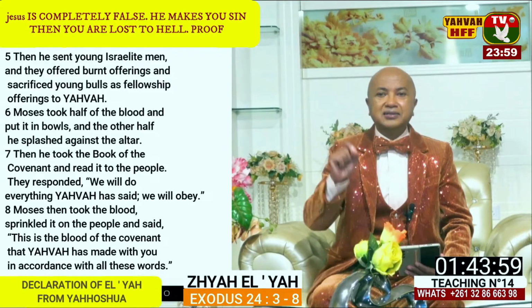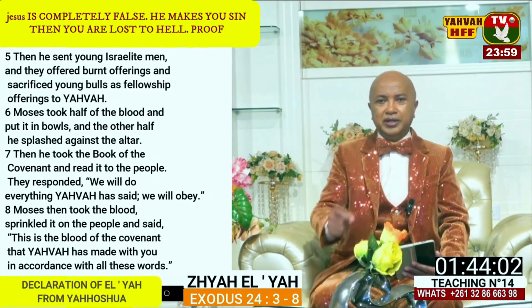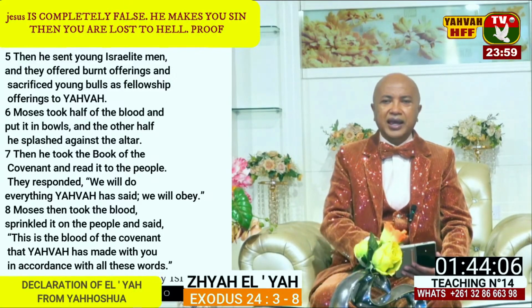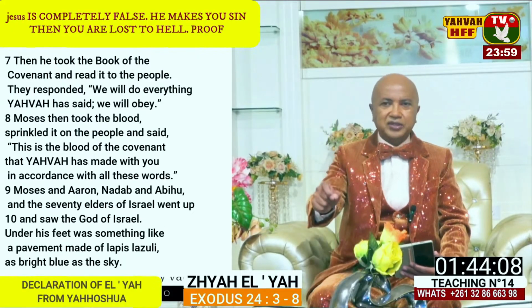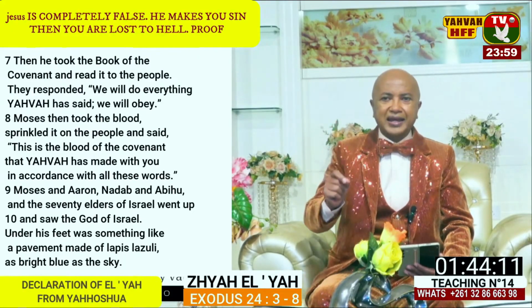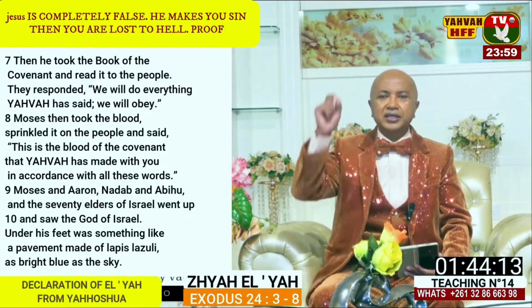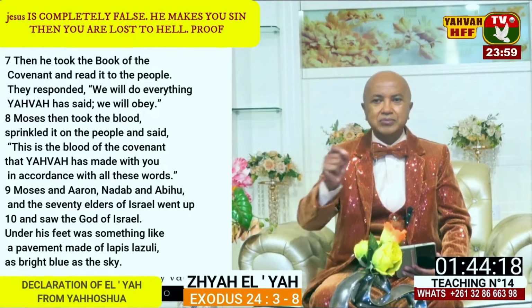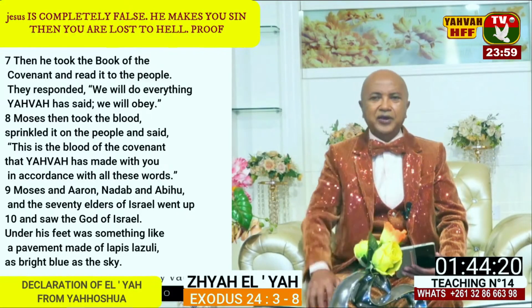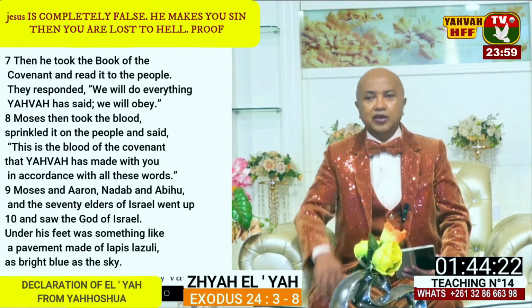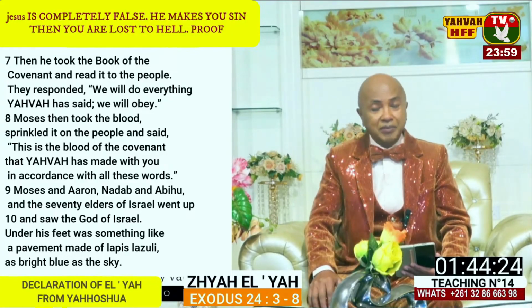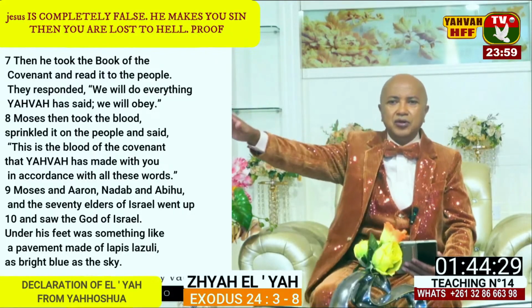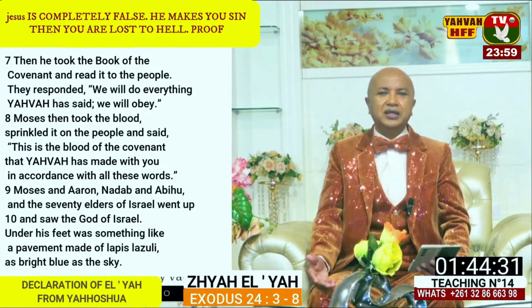the teaching that Yahushua has given to the apostle. Don't touch it, and read it to the people. They responded, we will do everything YAHVAH has said. We will obey. So Moshe took the blood, sprinkled it on the people, and said, this is the blood of the covenant that YAHVAH has made with you in accordance with all these words. So is it made certain? The answer is yes, it is made certain, because blood was poured and it was sprinkled on the people.